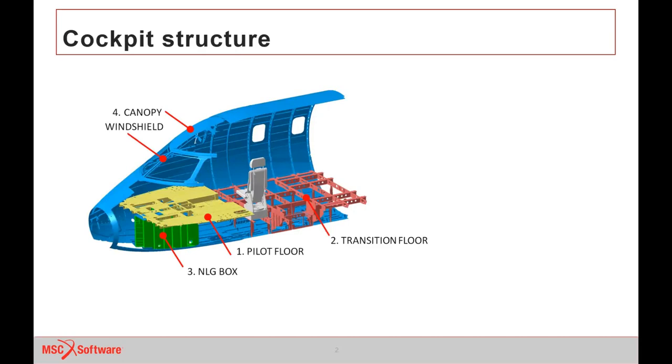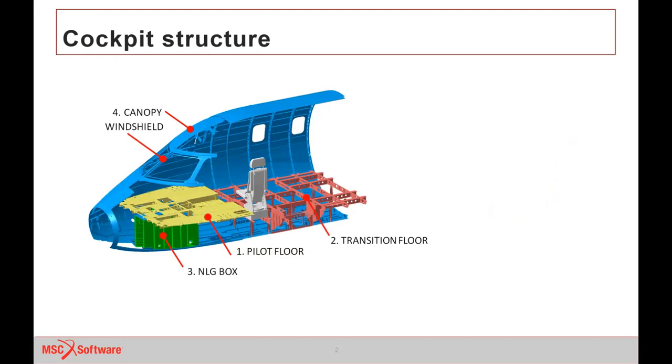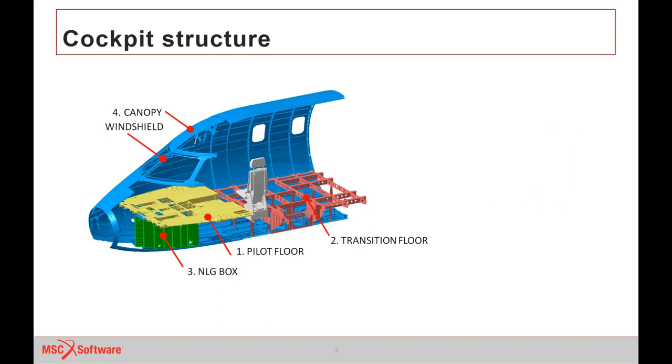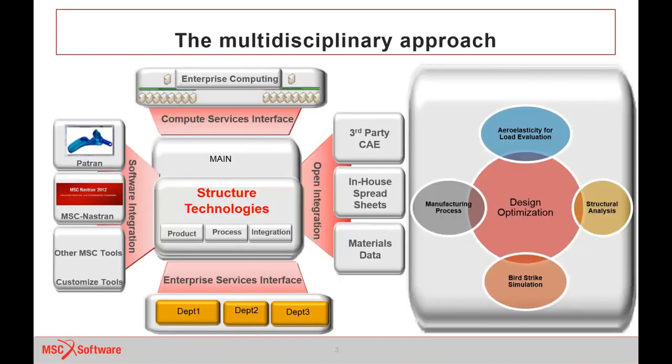if we focus our attention only on this aircraft, only on the cockpit, we have the pilot floor to design. We have a transition floor from the cockpit to the passenger cabin to design. We need to define the region in which we have the nose landing gear. And we also have to define the region of the canopy and the windshield, with different materials and with different problems with respect to the rest of the structure. And this is a typical multidisciplinary problem which requires a multidisciplinary approach.